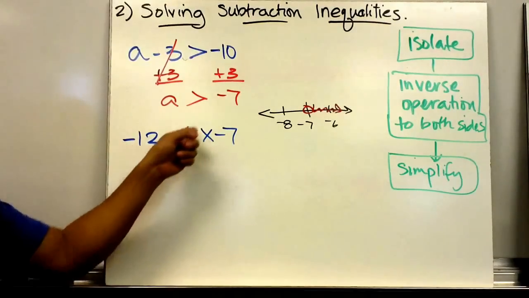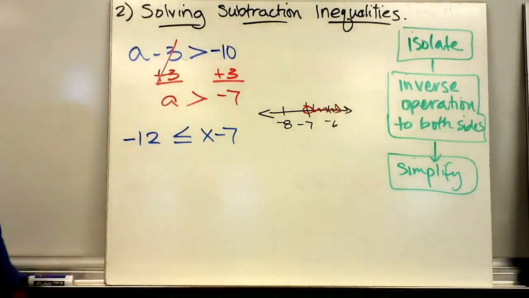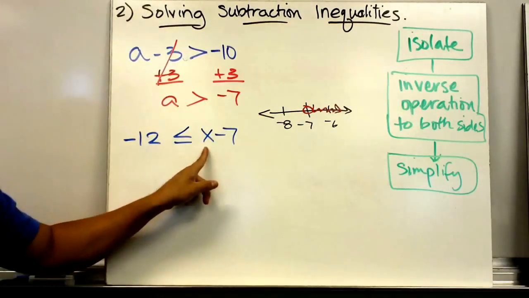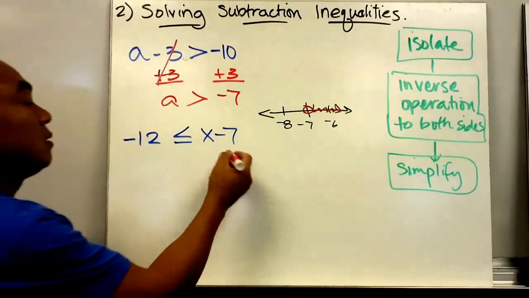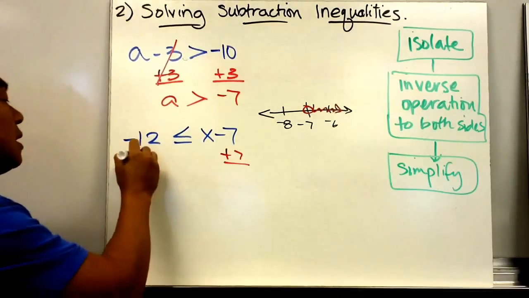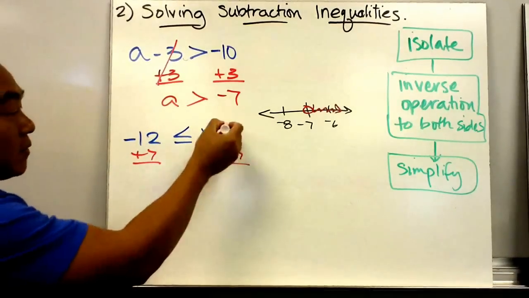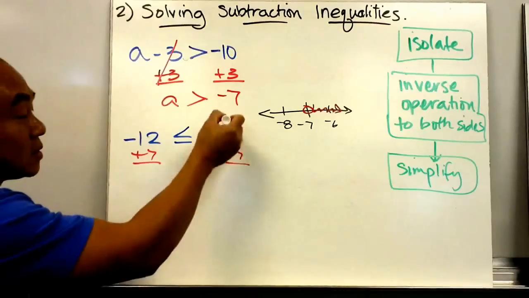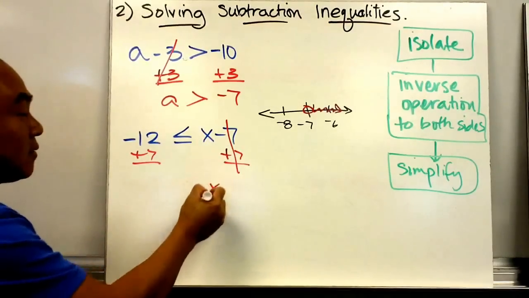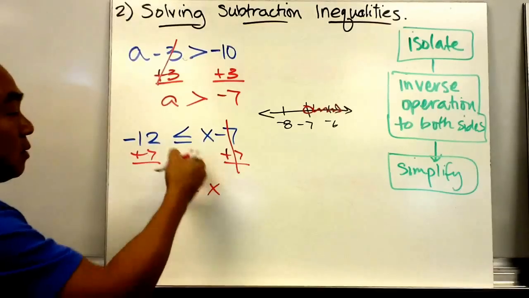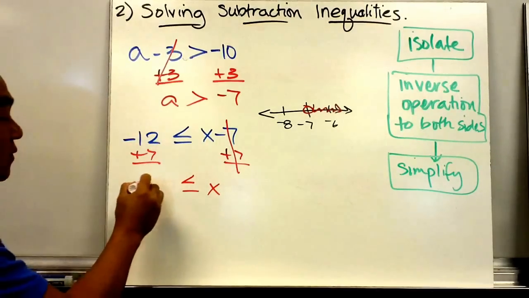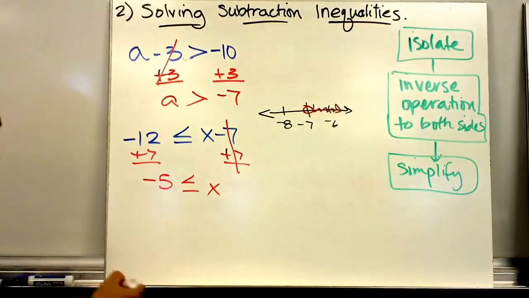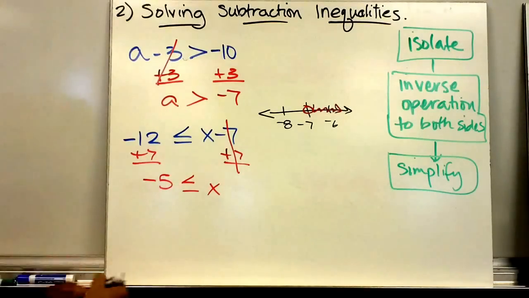Here I have negative 12 is less than or equal to x minus 7. Isolate the variable, we want x alone. To do that, we need to do the opposite of subtracting 7. We're going to add 7 here, add 7 here. We now have negative 7 plus 7, that's going to give us 0, so we have x on this side. Here we have negative 12 plus 7, and that's going to give us negative 5. Let's go and graph this out.